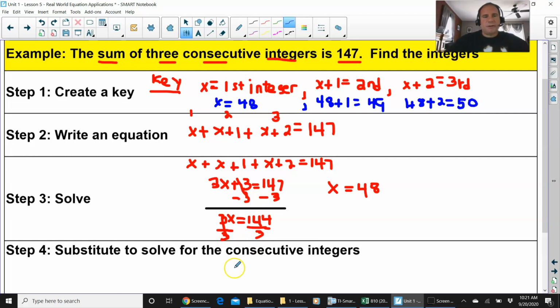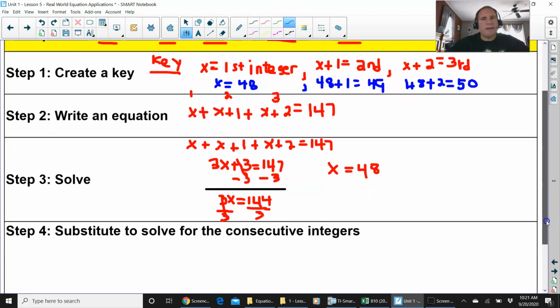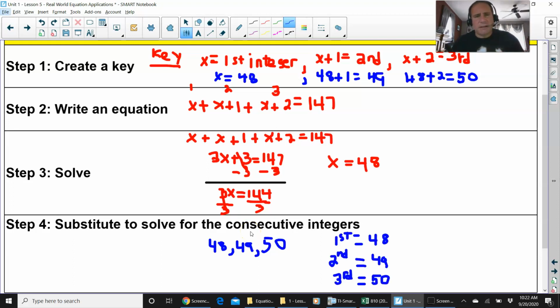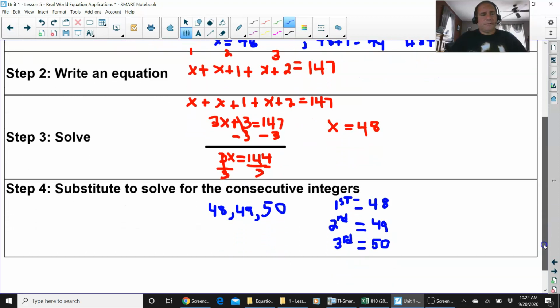So the substitute to solve, I did it right up there. We're going to put 48 as the first, 49 as the second, and 50 as the third. And something like that you could put down, and then you could show the substitution. If it says substitute to solve, that's what you have to do, is substitute. All right, and that is your full answer there.